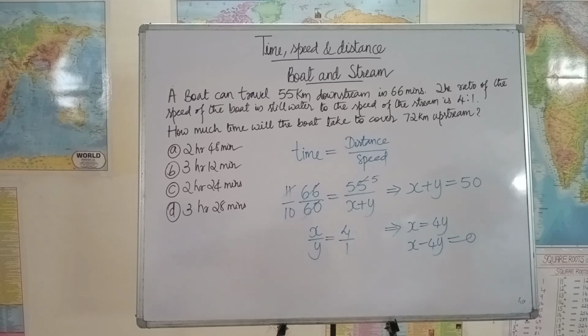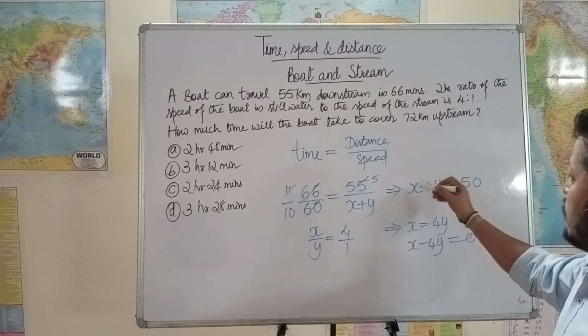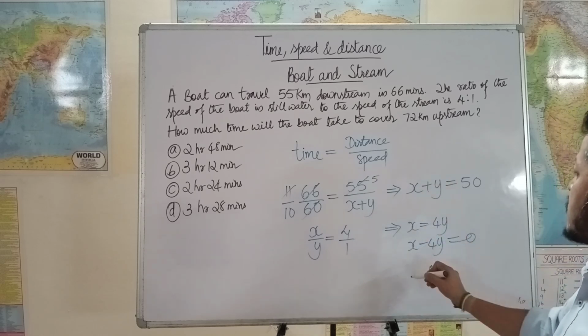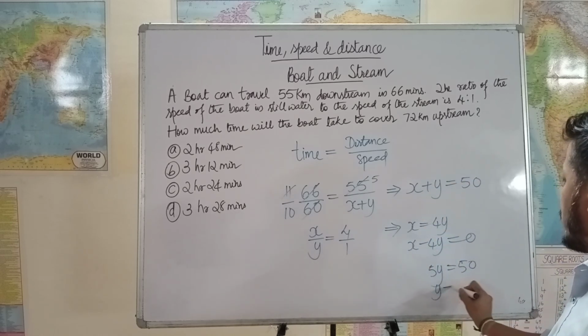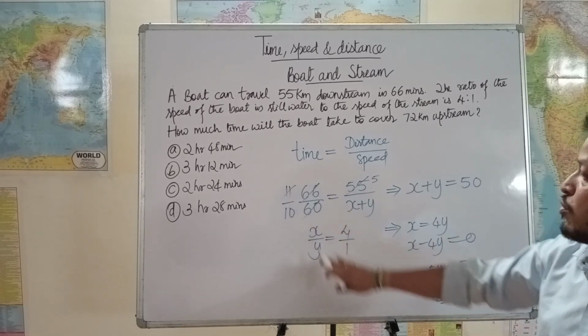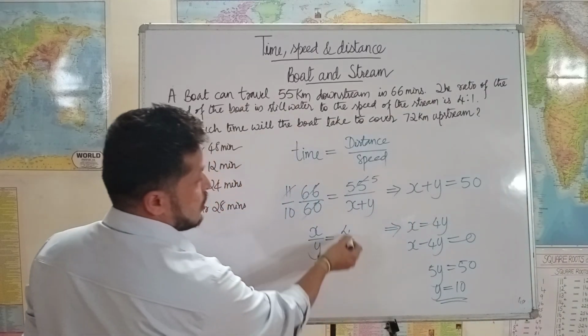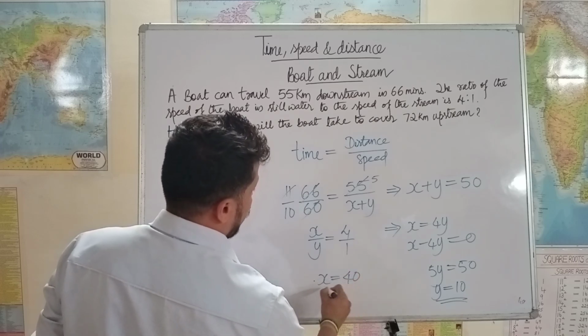So let's solve this. Let's subtract this from this, so we get 5y is equal to 50, which means y is equal to 10. So if y is equal to 10, then x should be 40, correct? Because the ratio is 1:4. If y is equal to 10, then x is equal to 40.